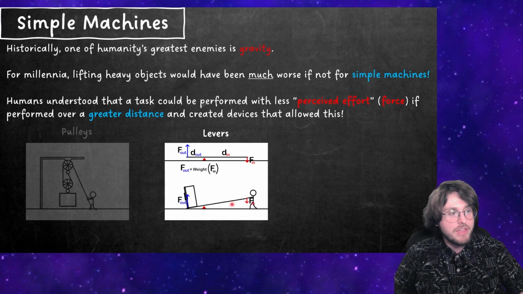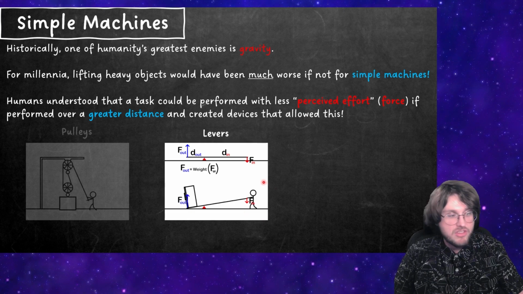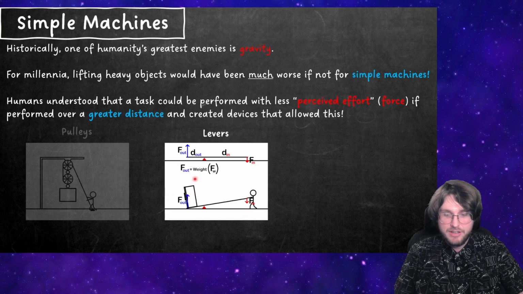And again, the trade-off there is that the distance that you have to push the plank through is significantly higher than the distance that the fridge gets lifted through on the other end.